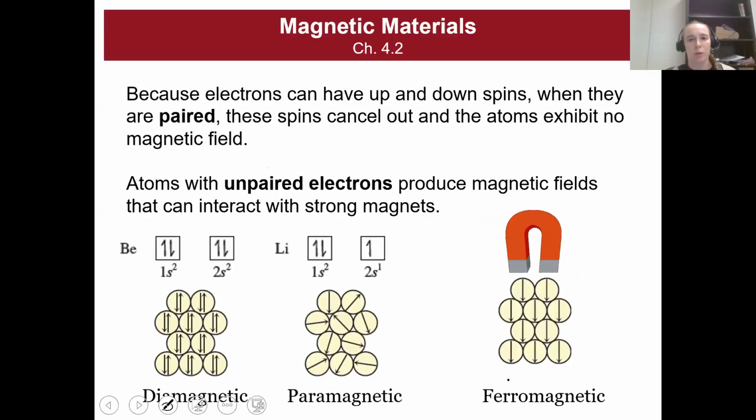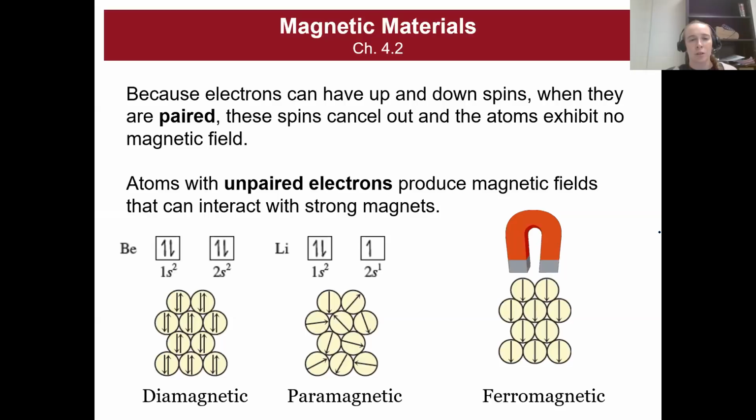All right, one more little thing to note is that because electrons can have up and down spins, when they are paired, the spins cancel out and the atoms exhibit no magnetic field. So we learned about electrons spinning because they reacted in a magnetic field by splitting and deflecting up or down based on their spin. That's how we learned about electron spin.